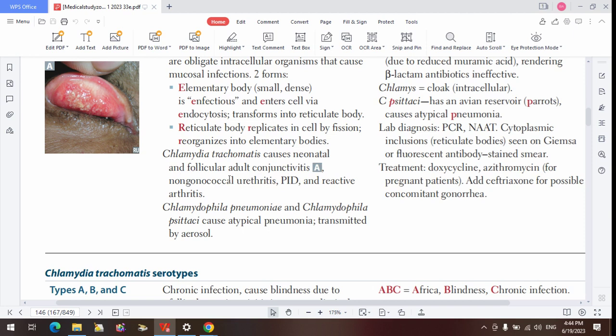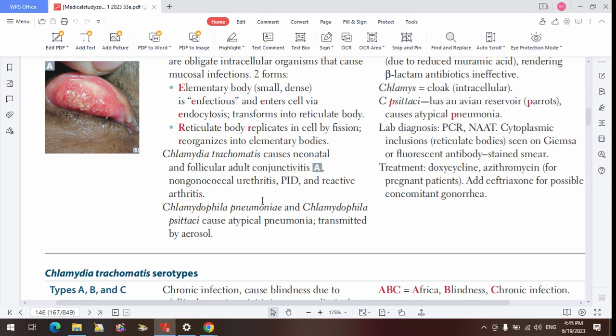Now, in the neonate as well as in the adult, they can cause follicular conjunctivitis. In the neonate, they will not cause follicular conjunctivitis. They will cause neonatal conjunctivitis, which you call ophthalmia neonatorum. So this is the second organism that causes ophthalmia neonatorum. Neisseria gonorrhoeae is the first one. Chlamydia trachomatis is the second one. So that is called neonatal conjunctivitis. We should not forget that.